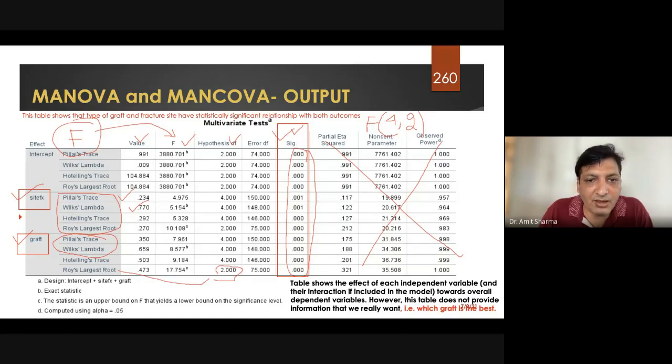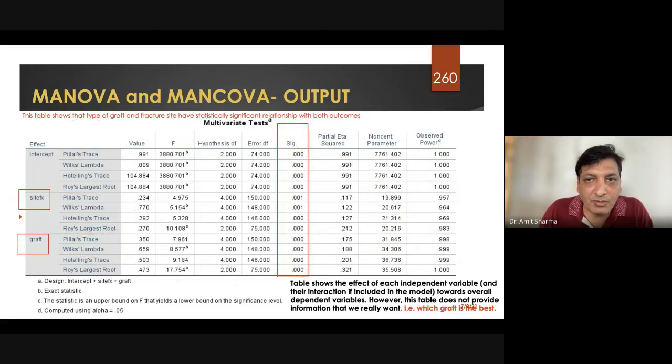For example, I'm writing for Pillai's trace. I'll just delete all these things, then I'll let you know how it will be written. It will be written like I write on the top. It is very visible on the screen. Yes, it's visible. F is equal to 4, 2, bracket close.